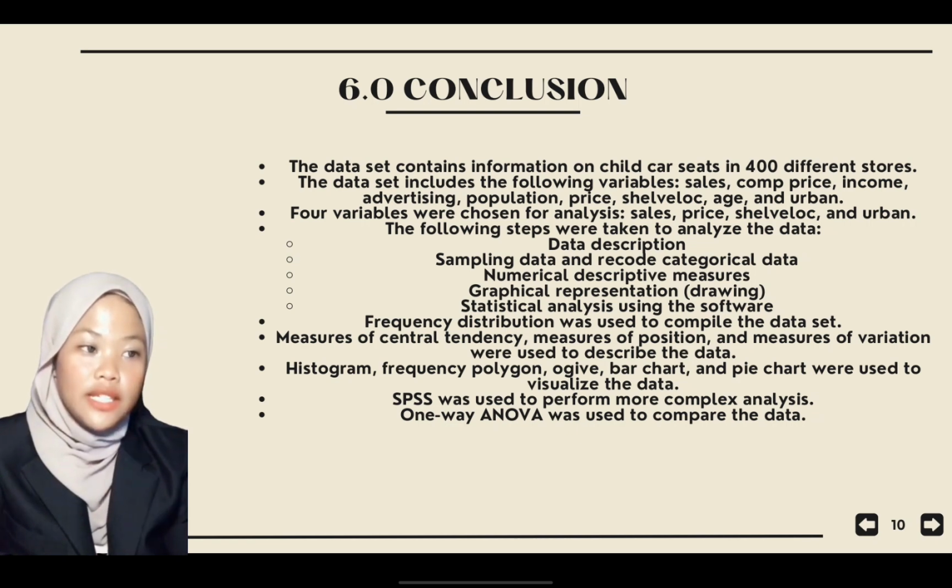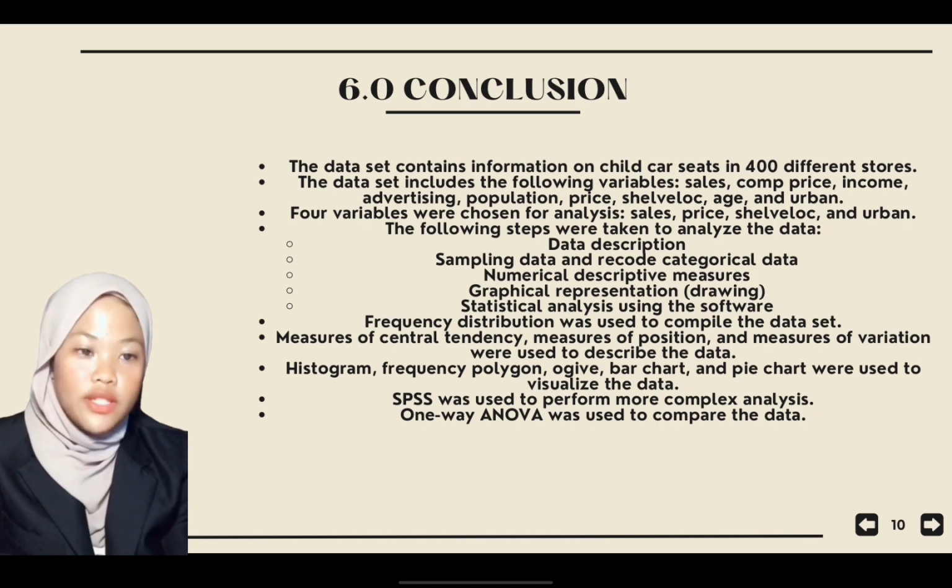To compile a given dataset, we use a frequency distribution to calculate the number of classes, class intervals or widths, and class limits, relative frequency distributions, and cumulative frequency distribution. Next, for numerical descriptive measures, we use measures of central tendency for grouped and ungrouped data like mean, median, and mode, while we need to find the quartile for the measures of position, and range, variance, as well as the standard deviation for the measures of variation.